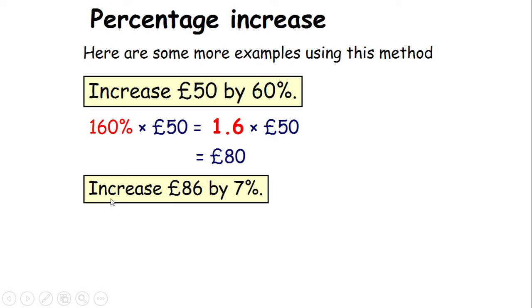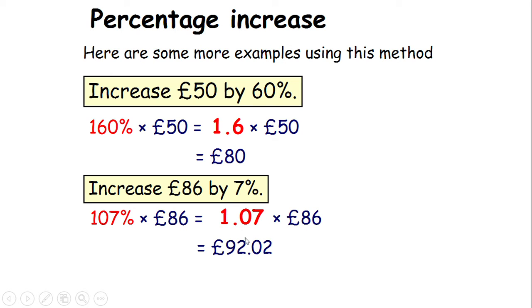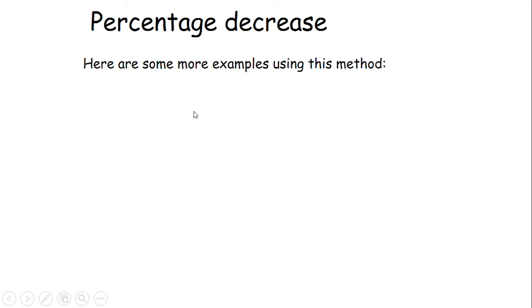Okay, next one, increase £86 by 7%. We're taking 100% of this £86, we're keeping the full amount, and then we're adding 7% onto it. So that leaves us with 107% of 86, or 107% times 86, which is the same as 1.07 times 86, which gives us £92.02. Okay, just to revise that, I'm going to go through a few of these. Just pause the video after each one, see if you can do it yourself.